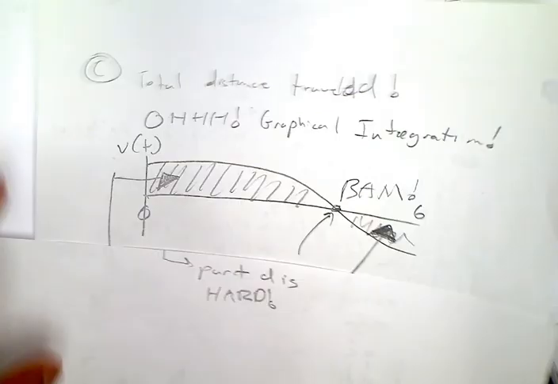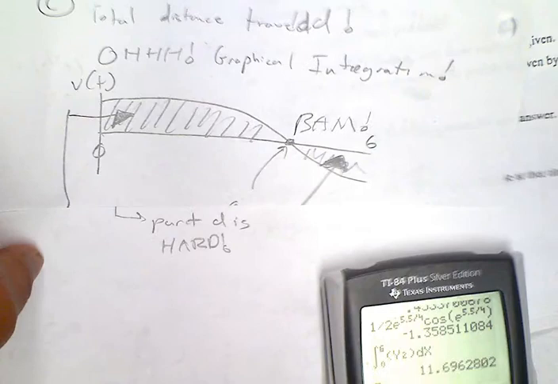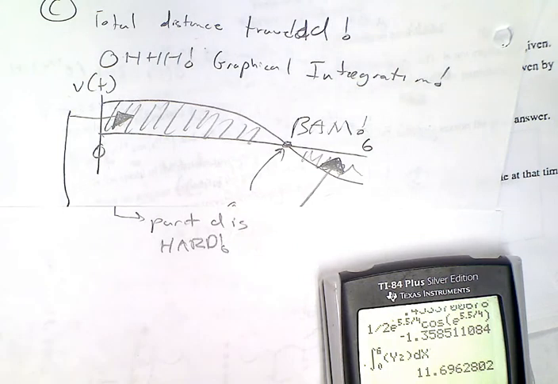Total distance traveled. Multiply by 1/6 or just divide by 6. All right. Now, part D on the homework is hard. That's what I was telling you last period.